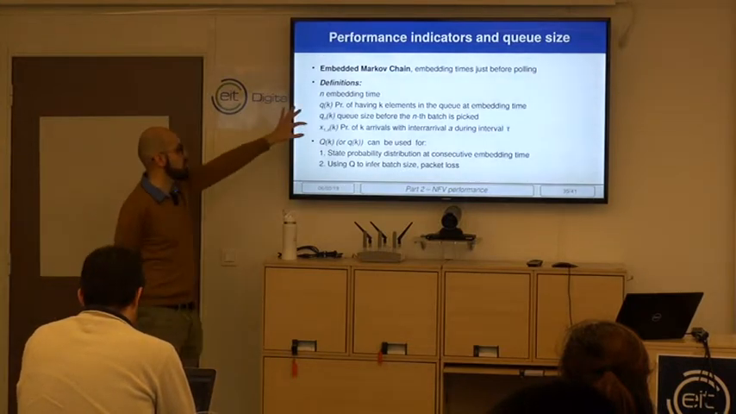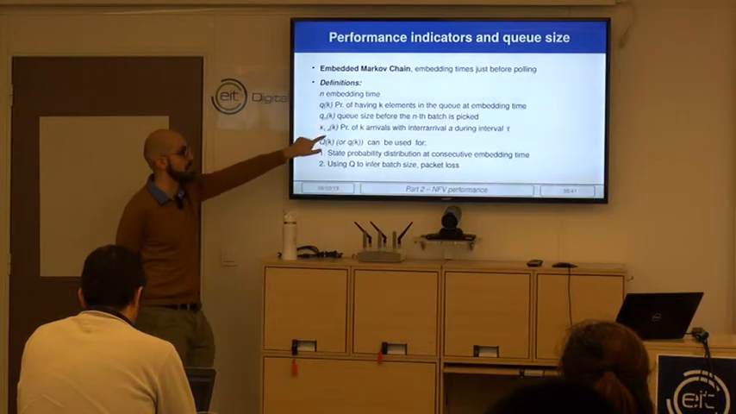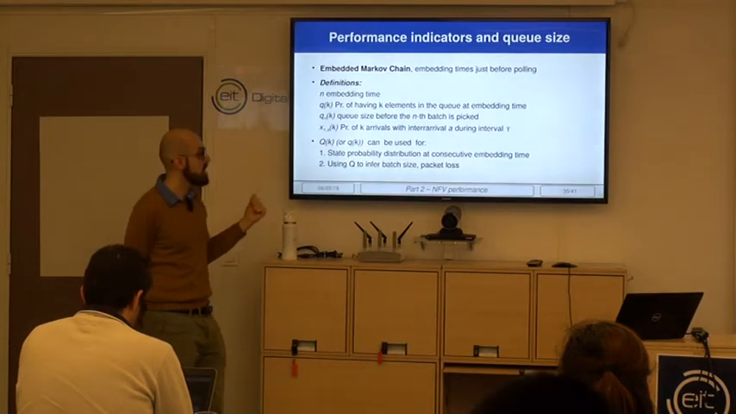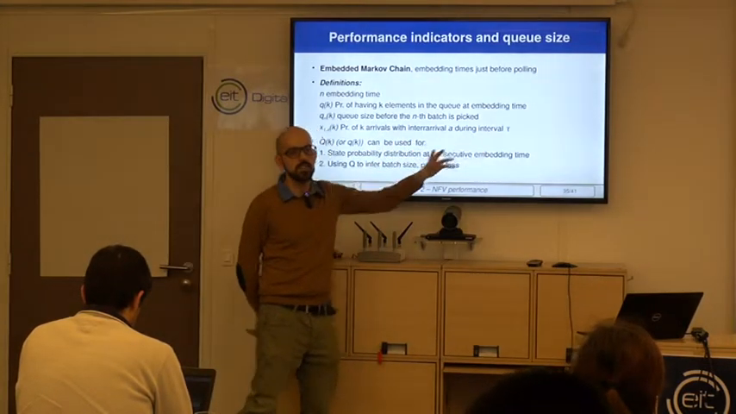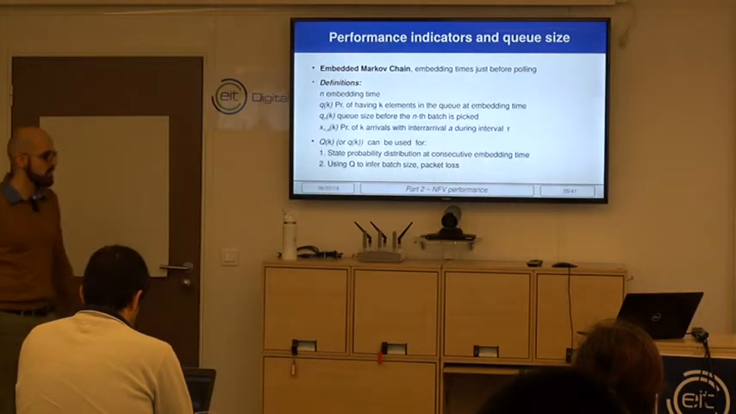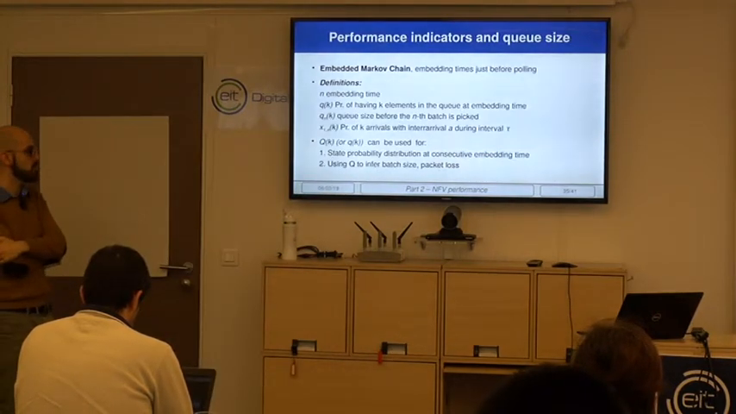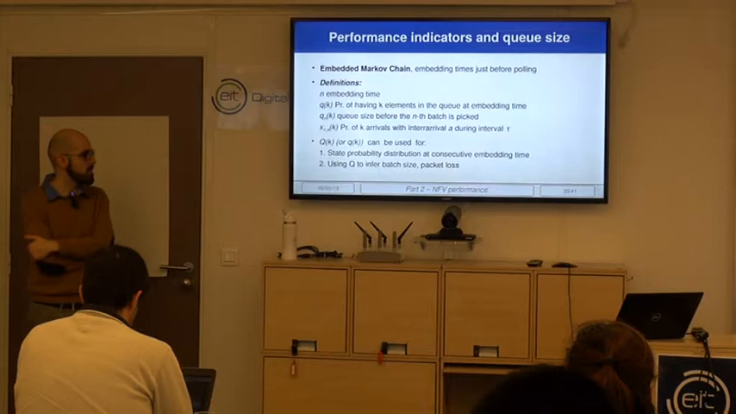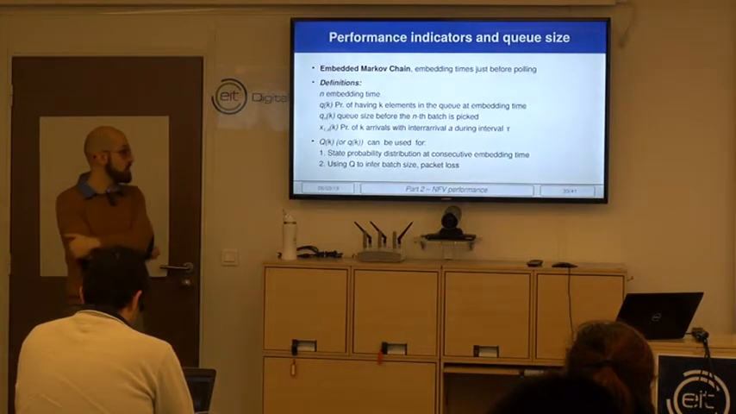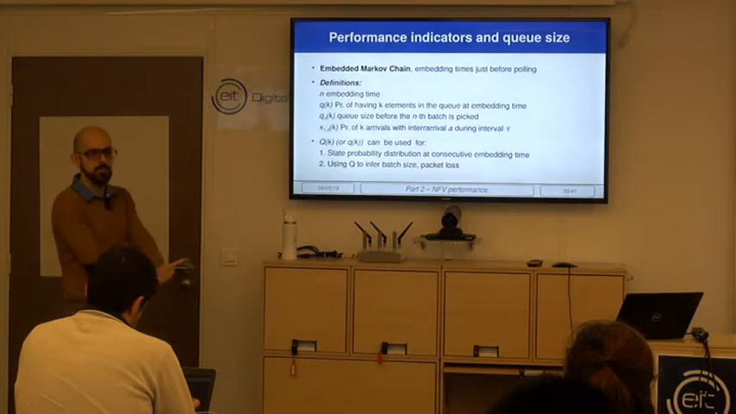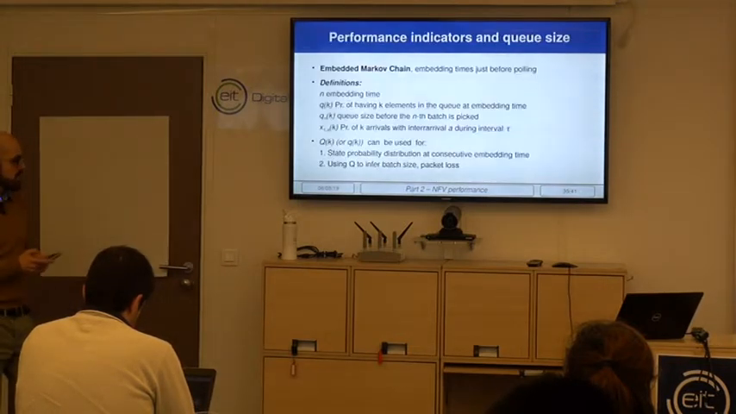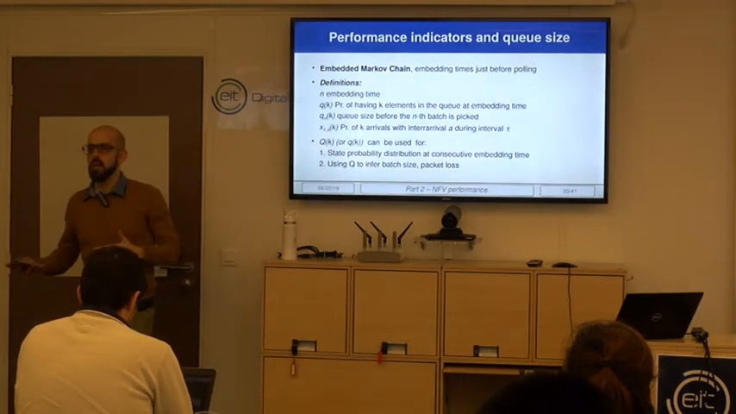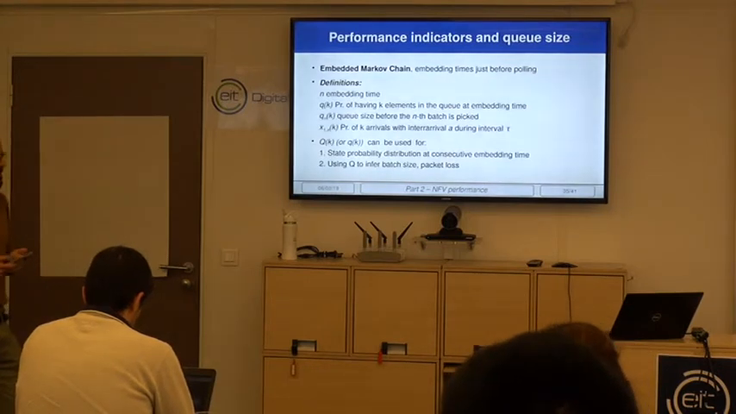This is very important because we can consider this probability of having k arrivals, within the inter-arrival time defined as our arrival process, during the interval time tau, that is the processing time, the batch processing required by the software router. Now, why are those q very important? Because q can be used to infer the state probability distribution at consequent embedding times, and we can use q to infer elements such as the batch size and the packet loss, and I will show how.